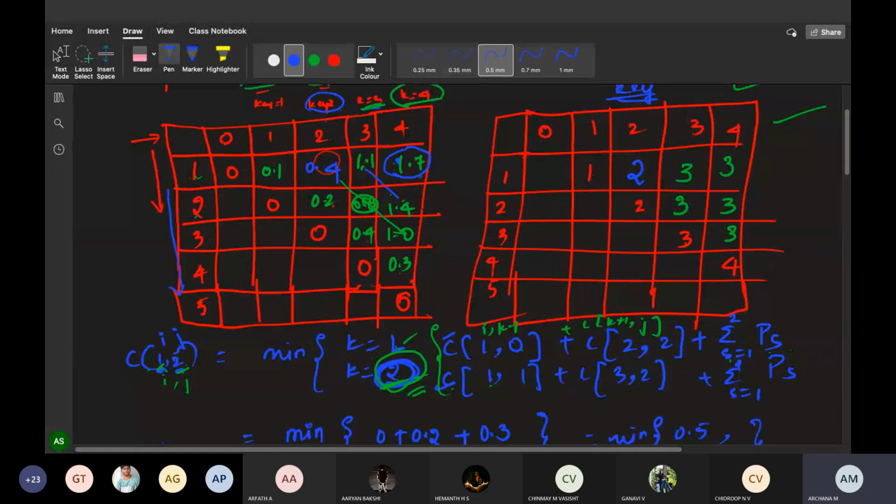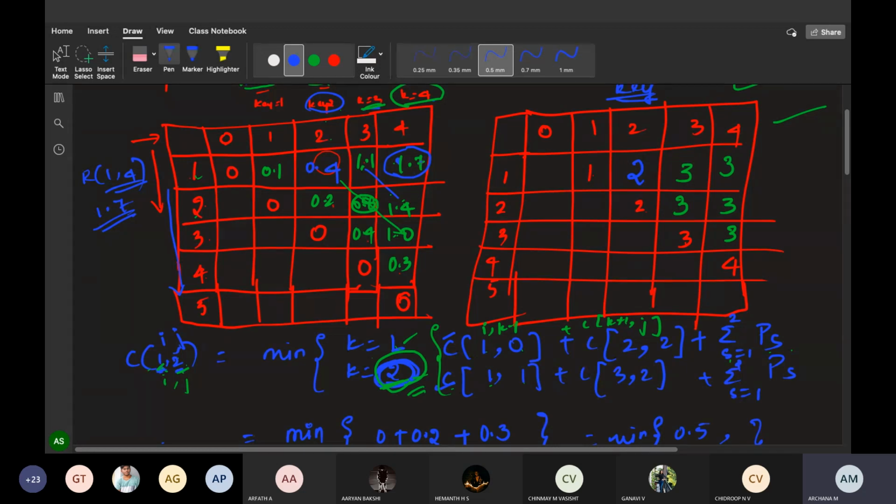That is the average number of key comparisons occurring in R of 1 comma 4. This is very, very important. You have to write at the last: the average number of key comparisons occurring at 1 comma 4, and the value is 1.7. These are the number of key comparisons.